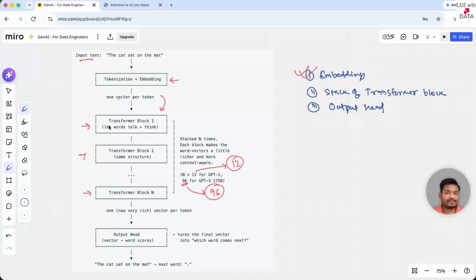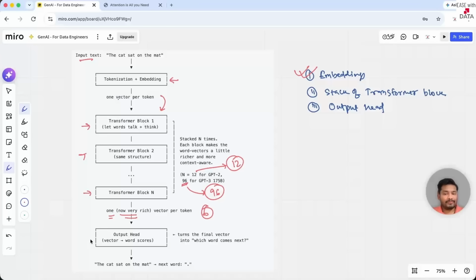For now, you can just think of it as 12 transformer blocks stacked on each other for GPT-2, and 96 for GPT-3. And once the vectors come out of all of the transformer blocks, they are in the same shape. So if we have 1, 2, 3, 4, 5, 6 vectors going in, there would be 6 vectors coming out of the transformer block. The only difference is that they are now very rich, meaning they would be pointing in the correct direction in the dimensional space. So each vector would now be very rich and context aware.